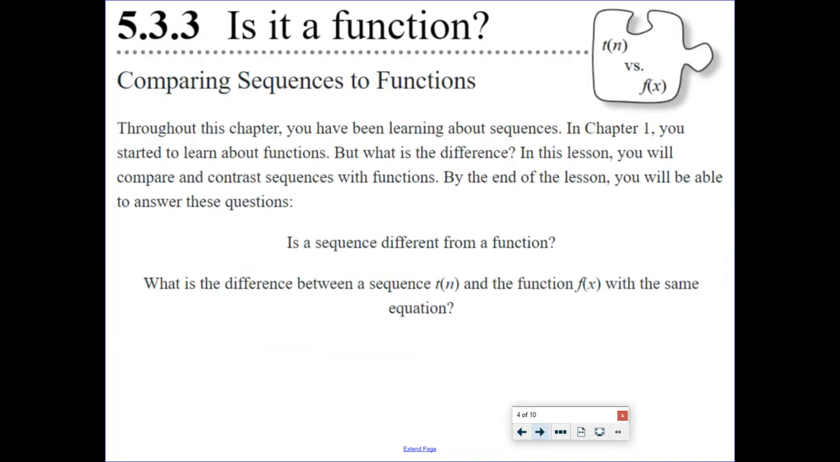Let's begin. Today, 5.3.3, is it a function? Comparing sequences to functions. Now, we've talked somewhat about this, so I do think this lesson should go fairly smoothly because it's something we've already kind of addressed.